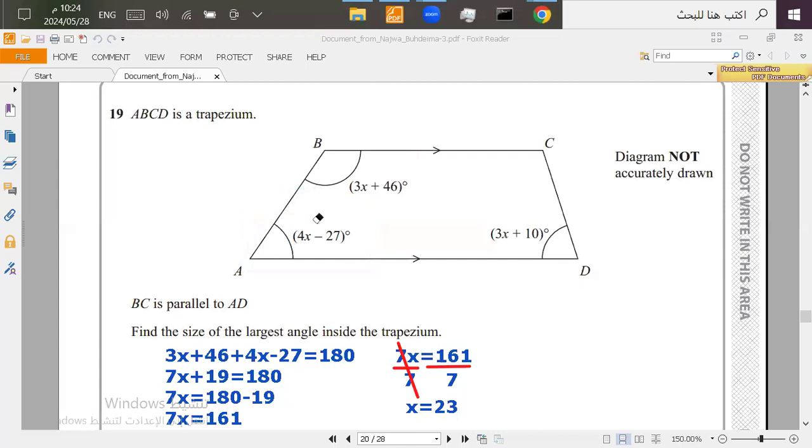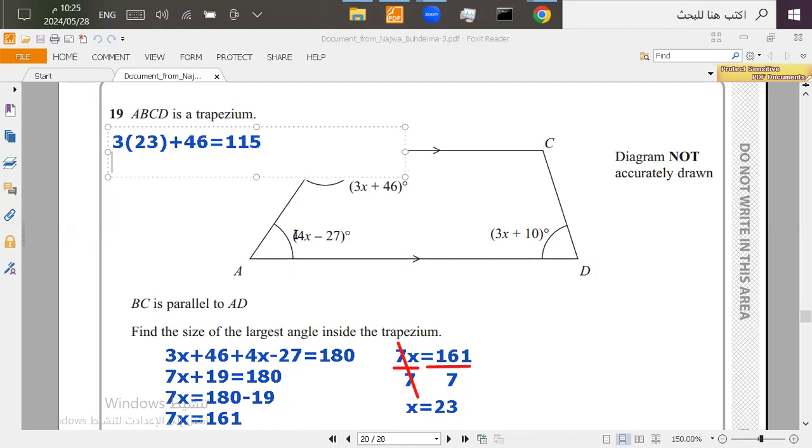So let's do it here. First, I'm going to use 3x plus 46. I'm going to remove the x and put brackets and put 23 instead of x, and then plus 46. Do the calculation in the calculator. So 3 brackets 23 brackets plus 46, I'll get 115. So this one is 115.